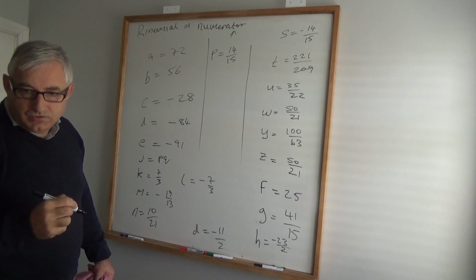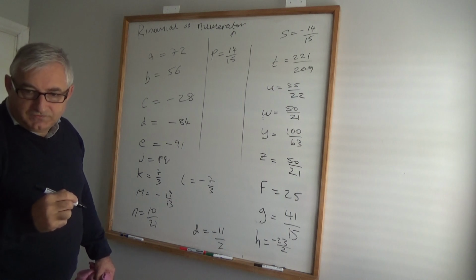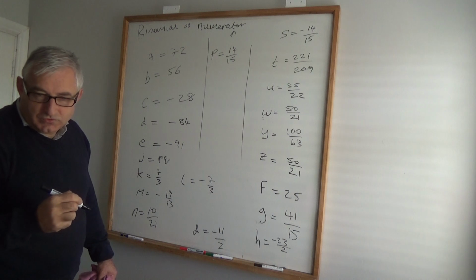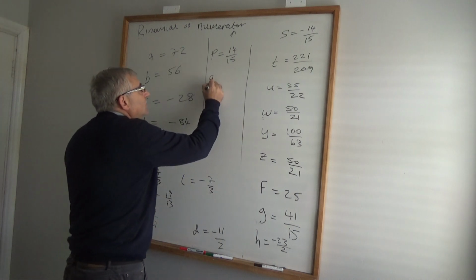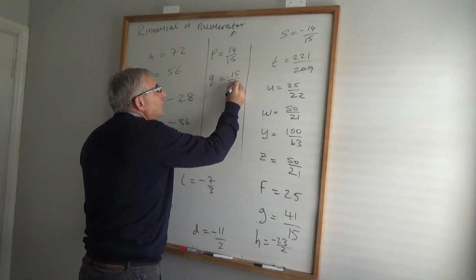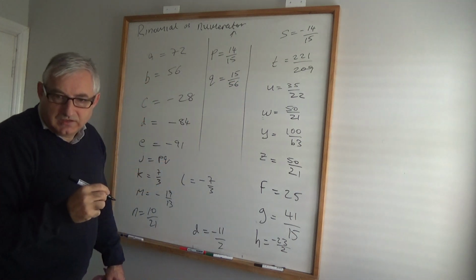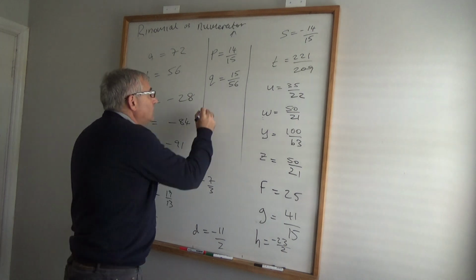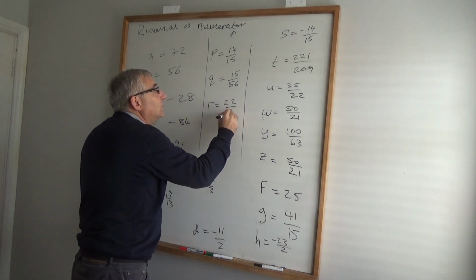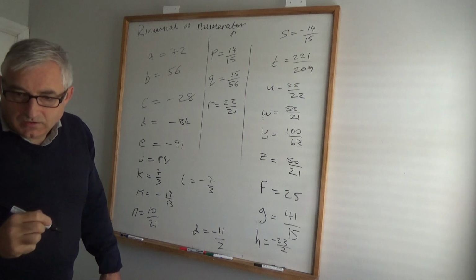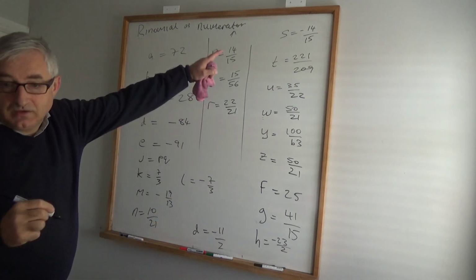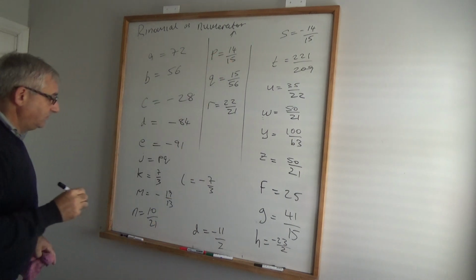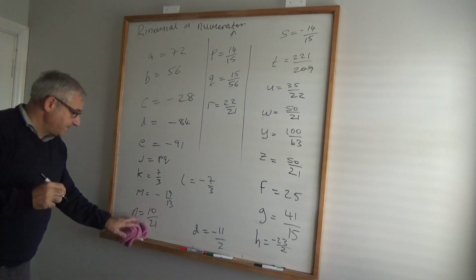Q was 15 over 56. R was 22 over 21. S. Look, I'm up to S at this stage. There's the entire set of answers for your homework.